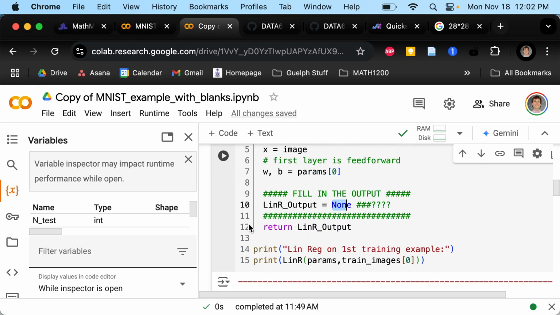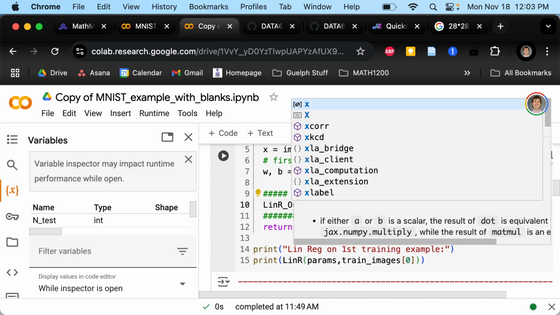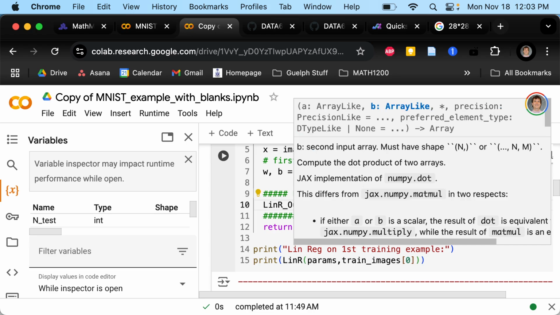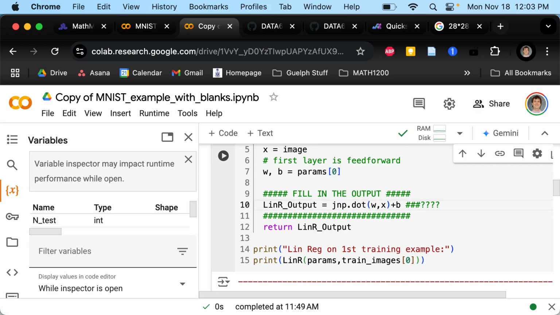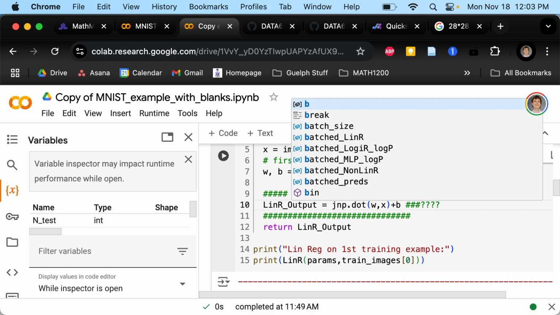We're working on it over here. We're doing jnp.dot of W and X. Am I forgetting anything? Plus B. Plus B, yeah, very good. So plus B. Okay. Is this going to work? Let's just try it. I think we're missing one thing. Oh yeah, maybe. Okay, so let me try it.